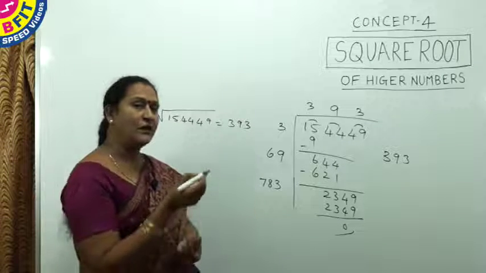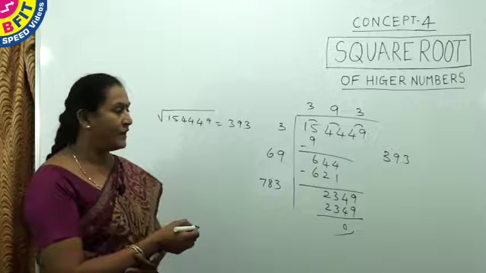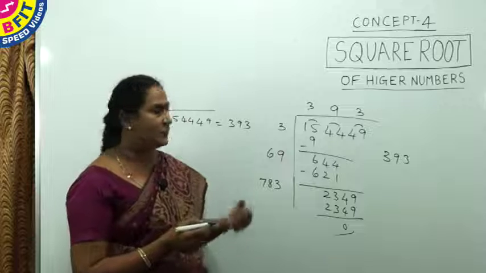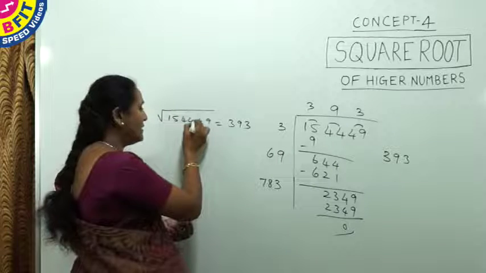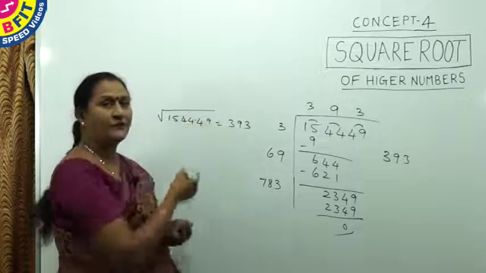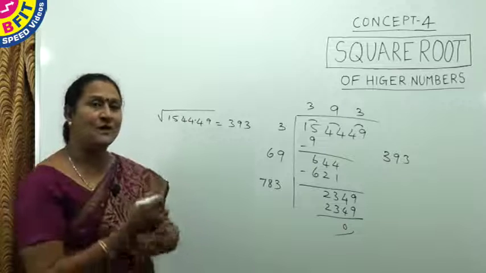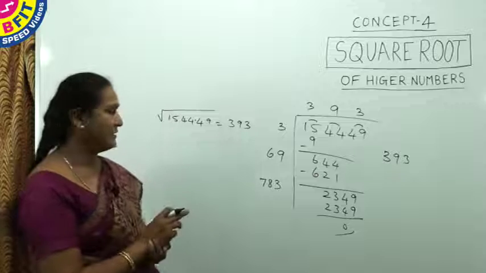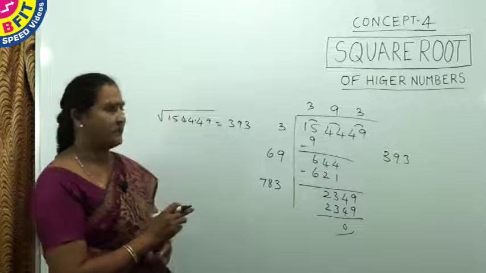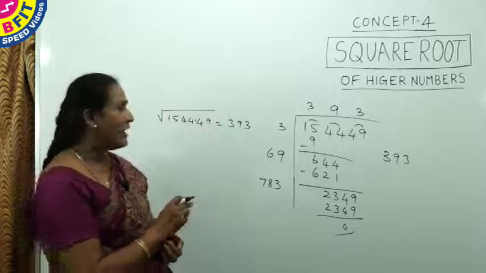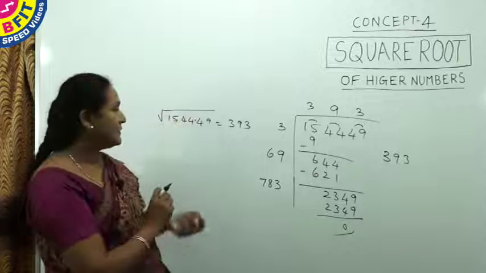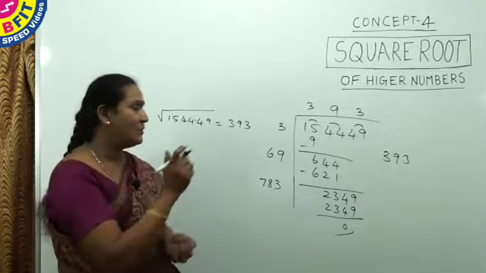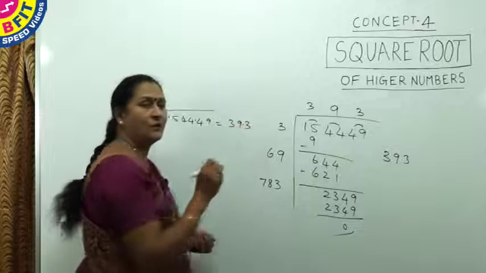I have told you we can use this division method to find square roots for decimal numbers also. Suppose this is an integer, and suppose you have a decimal number with a decimal after 2 places from right to left. So what will be the answer? How many decimal places are there? You have 2 decimal places. So we can use the answer 393, and we have to place the decimal accordingly. The square root will have 1 decimal place, half the number of decimal places.